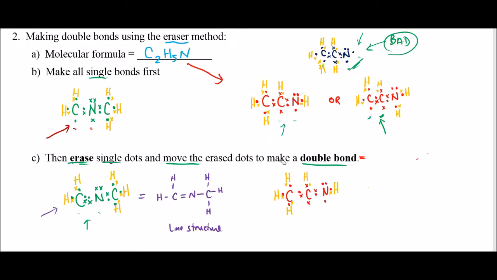So now I'm ready to make the double bond here with the eraser method. Here's my eraser. This is a lonely dot here and a lonely dot here. I'm erasing this lonely dot, and I'm erasing this lonely dot. And I will move them to the middle. 1 X and 1 dot. And this then becomes the double bond right here. So one of the molecules looks like this.